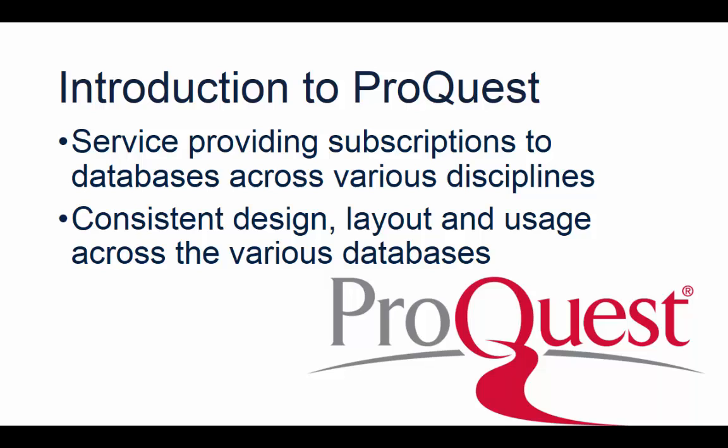ProQuest is a service that provides subscriptions to databases in a variety of disciplines. Most of the databases that Quinnipiac uses under ProQuest have the benefit of similar interfaces and search methods. Therefore, the method shown in this video is the same as using ABI Inform, Sociological Abstracts, the Hartford Courant, the New York Times, the Wall Street Journal, and most other databases provided by ProQuest.